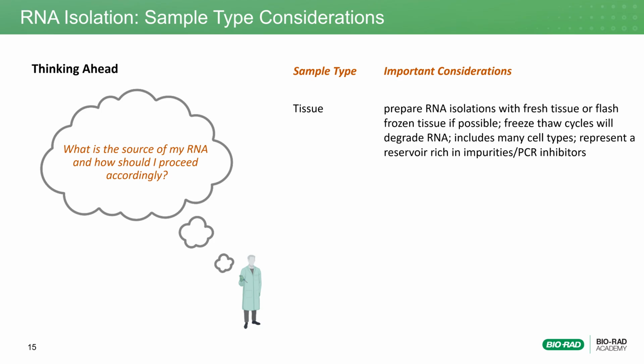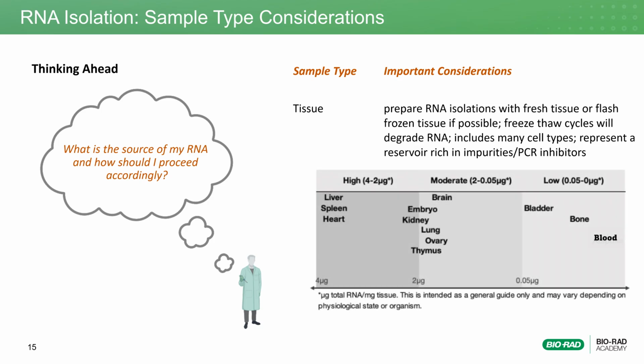Also of note, remember that isolating RNA from tissues will likely yield RNA from several cell types, and different cell types have different RNA transcript levels. To provide some insight into the different concentrations of RNA yields that you may produce from extraction methods, take a glance at the chart and notice the vast differences in predicted RNA yields from liver, spleen, and heart compared with low-producing tissues such as bone and blood.